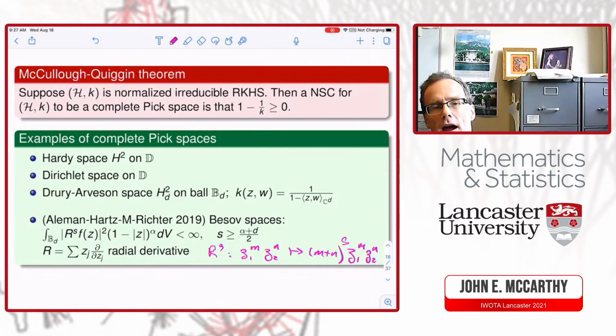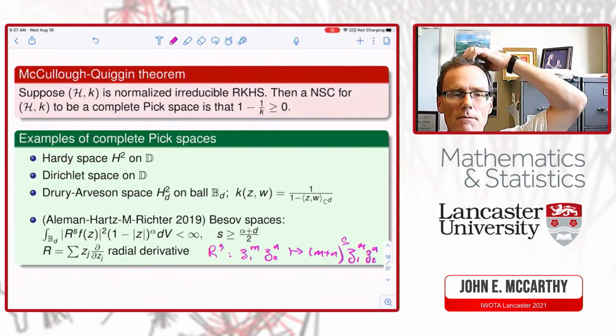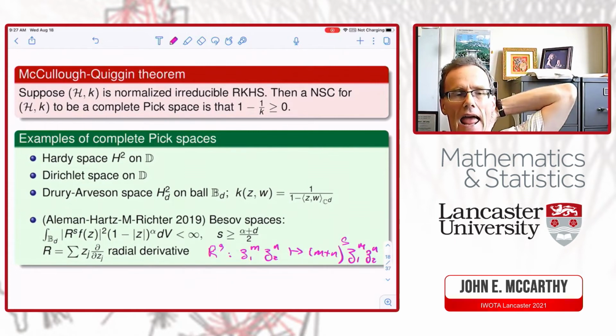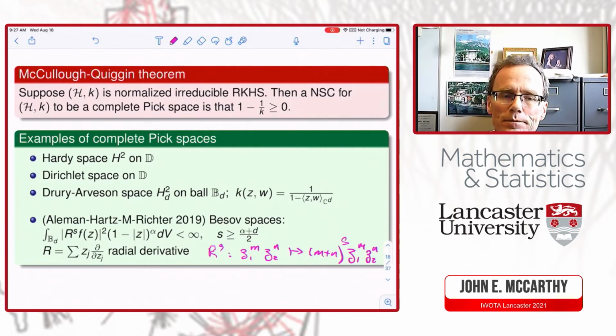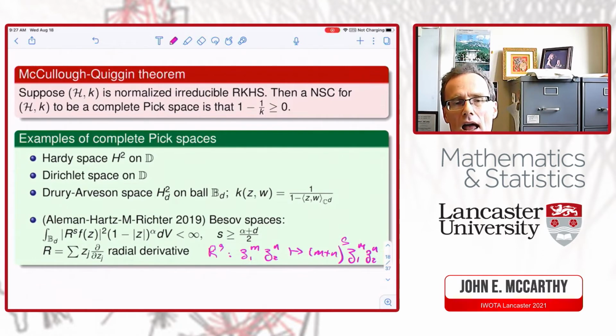We'll just take that to the power of s. So I can do this for any fractional power. And then I can define a Besov space by: I take s radial derivatives, then I take the modulus of that squared, and then I multiply by some radially decreasing weight. The simplest example is I take 1 minus modulus of z to some power alpha, and then I integrate that with respect to volume measure. I want that to be finite.